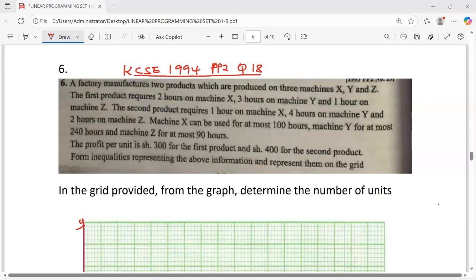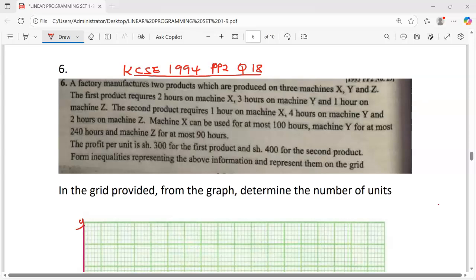This is KCSE 1994 Paper 2 question number 18, a question on linear programming. The question reads: a factory manufactures two products which are produced on three machines, machines X, Y, and Z. The first product requires 2 hours on machine X, 3 hours on machine Y, and 1 hour on machine Z. The second product requires 1 hour on machine X, 4 hours on machine Y, and 2 hours on machine Z.